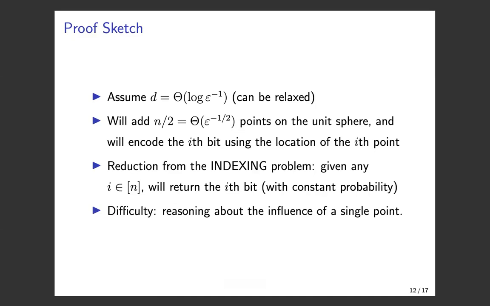Okay, and the difficulty here is really in reasoning about the influence of a single data point, since the only guarantee we have from this sketch is that the parameters that it outputs are approximately good. It approximately minimizes the objective. This is sort of a property of the entire data set, not just a single point, and so it's hard to isolate just the influence of a single point. And so that's really what the proof is all about.